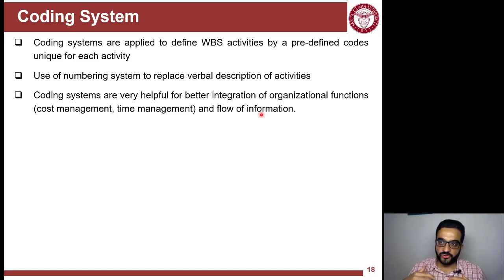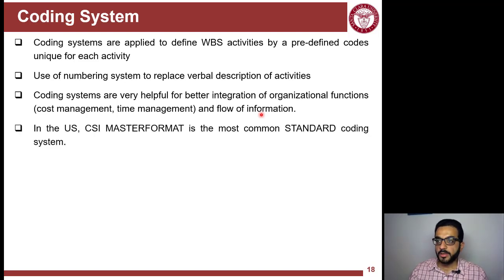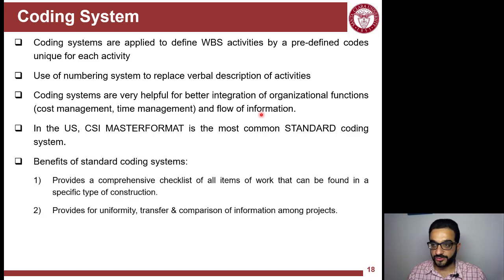Like Microsoft Project or Primavera P6, all these software to produce project schedules, it's better to use a coding system. And the US CSI MasterFormat, like we covered in the previous video, is a good one to use in a coding system for a project.